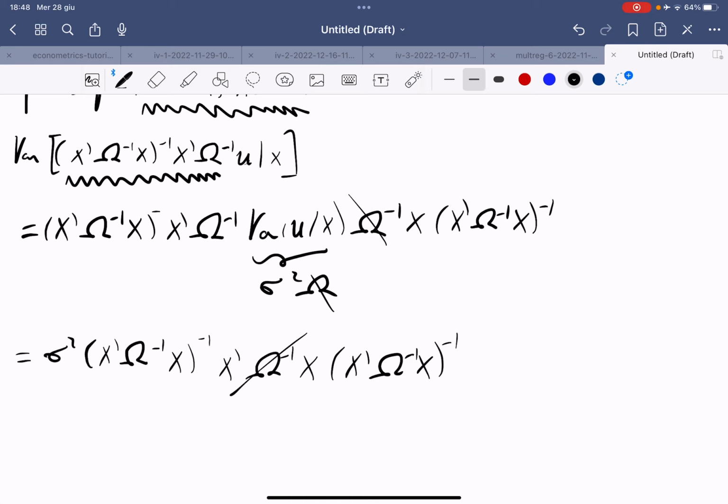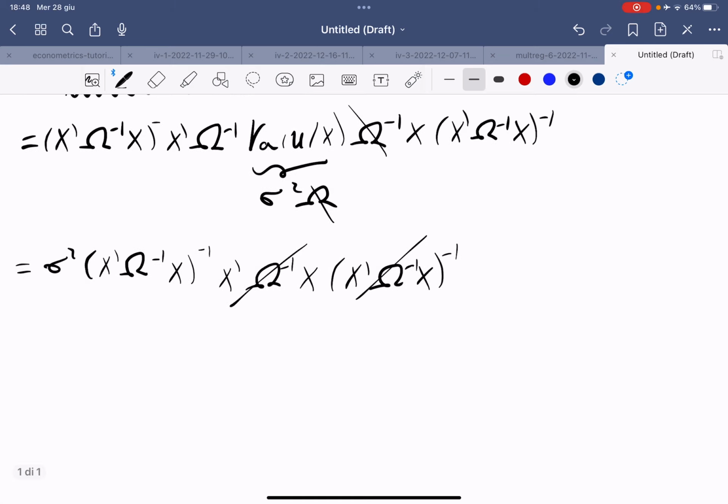Those terms cancel out because they form an identity matrix. And so we are left with the variance of beta GLS equal to sigma squared times x transposed omega inverse times x all inverse. And that's all.